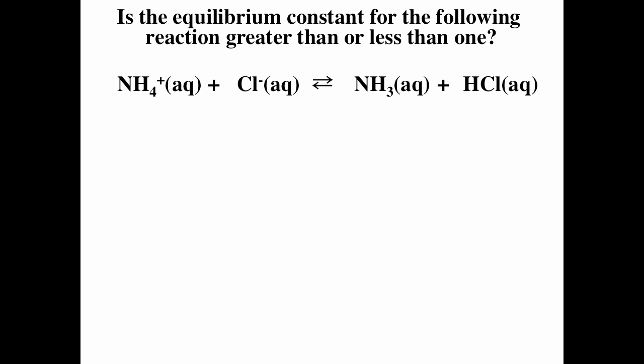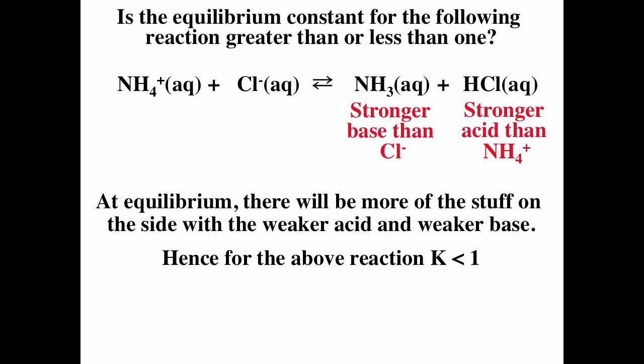And so the question is, is the equilibrium constant going to be greater or less than 1? And so we actually just need to figure out which side has a stronger acid or stronger base. And so we see that in the products we have HCl, a strong acid. And so the products are stronger. It's going to be more reactive. So we should have more reactants at equilibrium. And so our equilibrium constant should be less than 1.